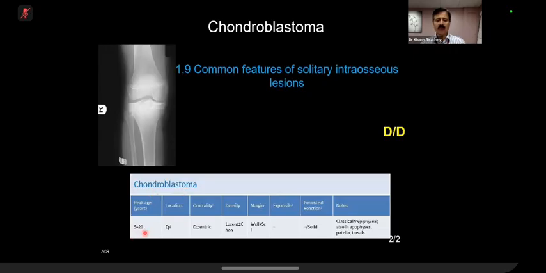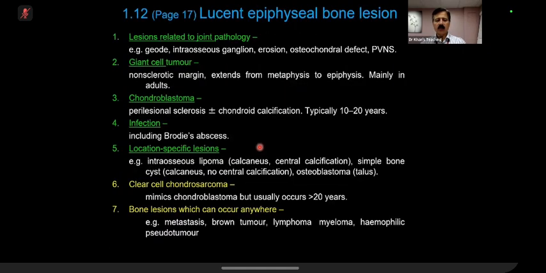So what is chondroblastoma? Age is 5 to 20, and it is an epiphyseal lesion. Now this is an extremely important differential diagnosis for your exam. One of the top differential diagnoses for MSK. This comes in the exam, and there are so many aspects which can come. So I will tell you a few points for the exam. Lucent epiphyseal bone lesions related to the joint: geode has come in the exam.